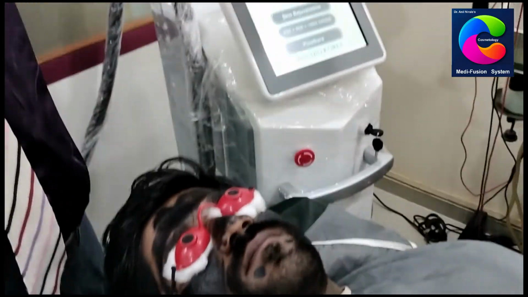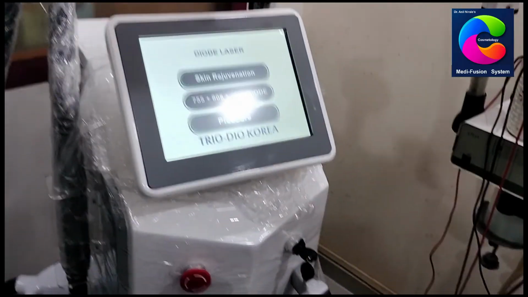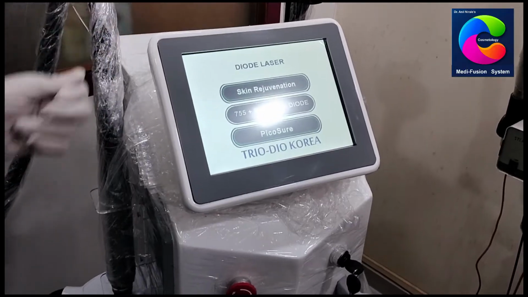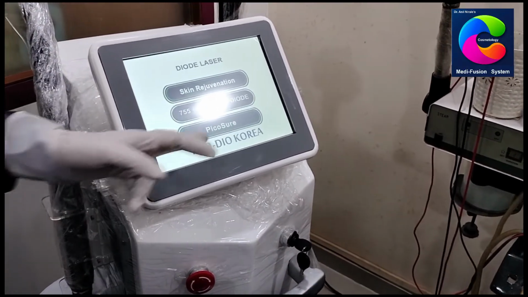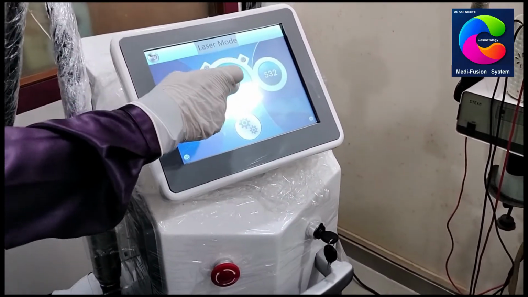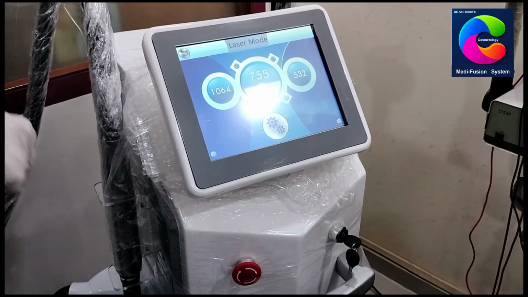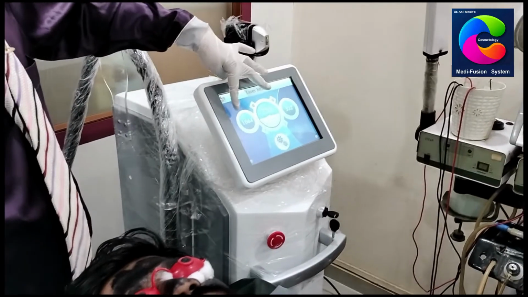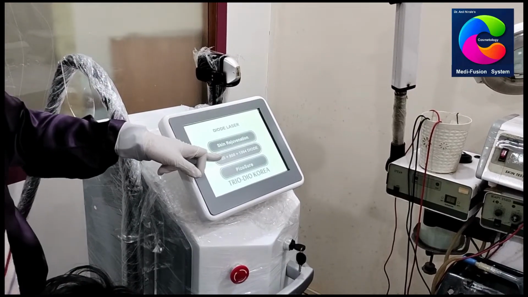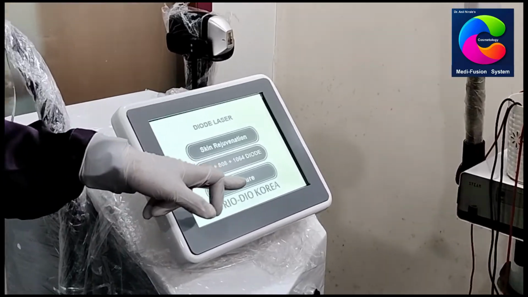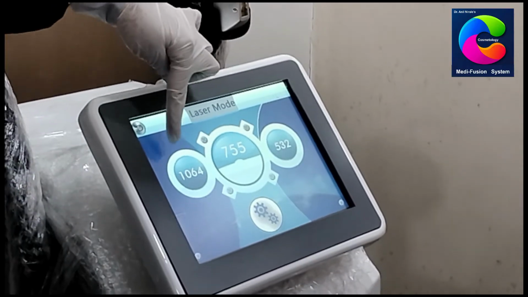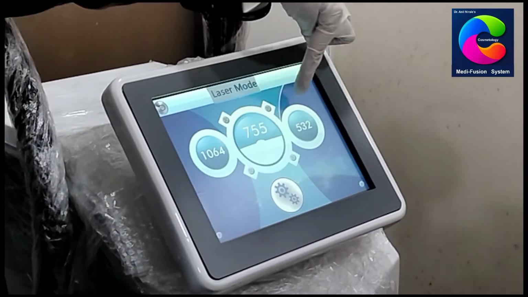Now showing the laser, this particular machine we have has a skin rejuvenation attachment, a diode hair removal attachment, and Pico Shear. So we will be using the Pico Shear attachment: 755, 1064 and 532. In this machine, skin rejuvenation laser, then hair removal laser, diode triple pulse, and Pico Shear. Here we want to take advantage of the Pico Shear laser. In Pico Shear you will get three attachments, 1064, 755 and 532.